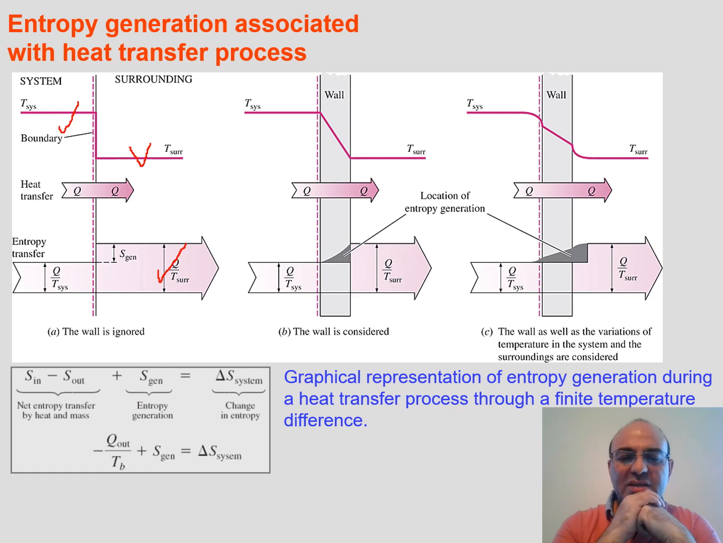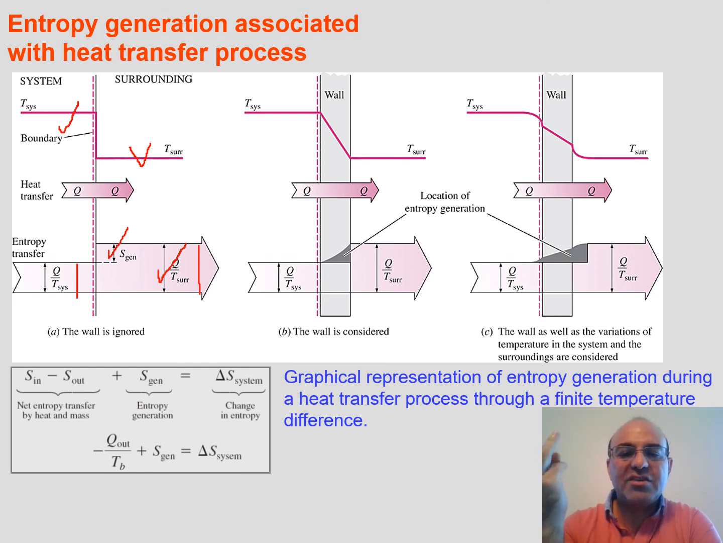So what happens during this process? The entropy which has left the system is this amount, and the entropy which has been added to the surrounding is larger. So what happened? Because of a finite temperature difference between T sys and T surrounding, we do have entropy generation in this process. This is an irreversibility because of a finite temperature difference. So the difference between Q over T surroundings and Q over T sys is the entropy generation due to heat transfer.